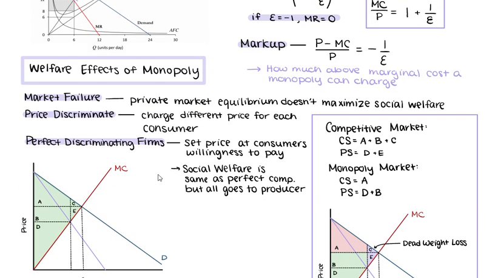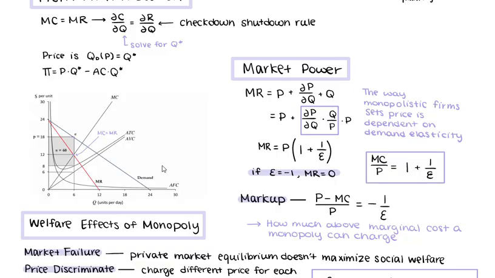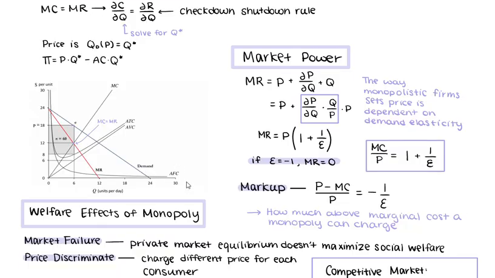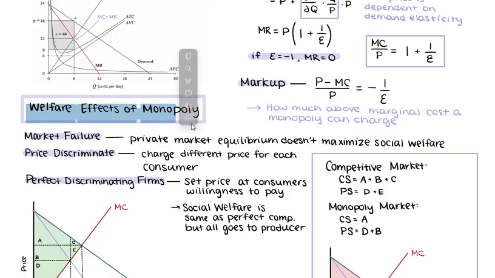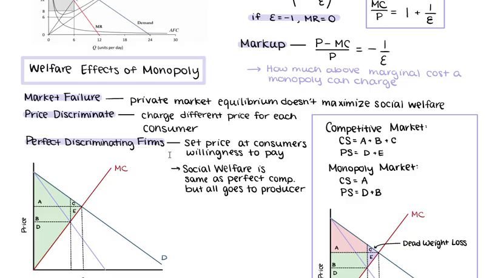Okay, so we'll break down the revenue of the monopolist. Now we talk about welfare effects, which is relatively normative economics.